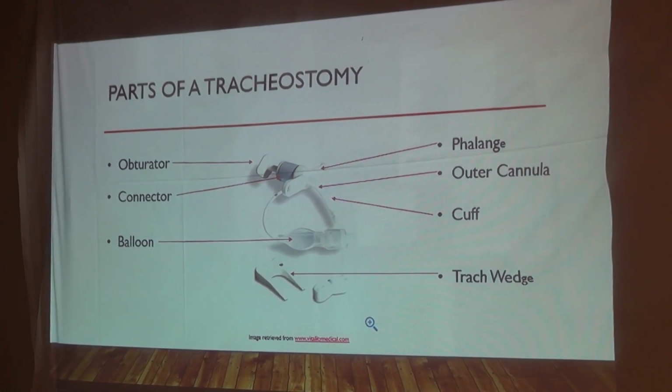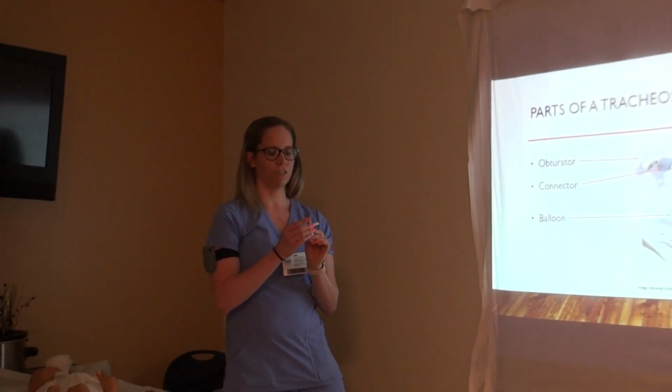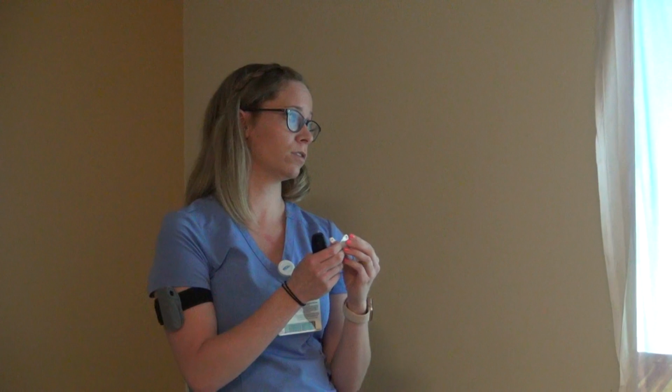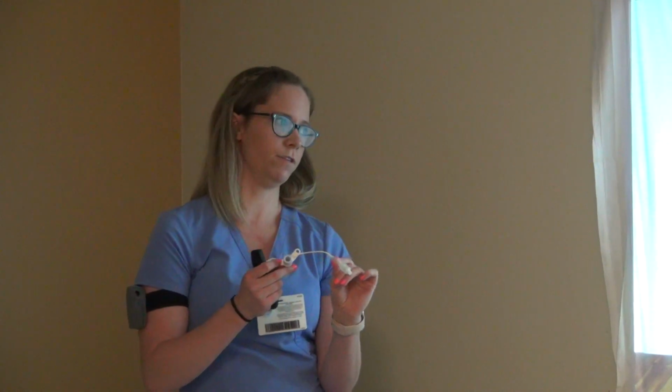So starting with the obturator, this sits inside of the trach and provides a smoother insertion because it's a rounded edge, and it helps to avoid tissue damage when you're inserting. And we just have the connector, which is just the end of the trach. The flanges are on either side, so you can put the trach ties through each of the holes. If it is a cuffed trach, it's going to have a balloon on the end, and this is going to cue you into if the cuff is inflated or deflated.